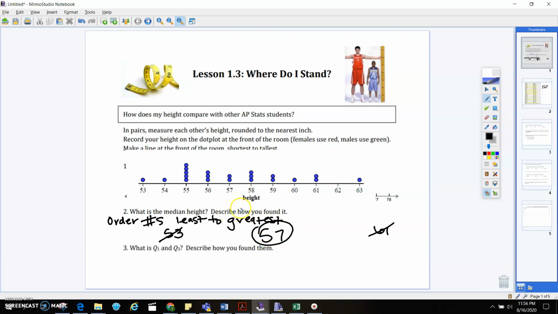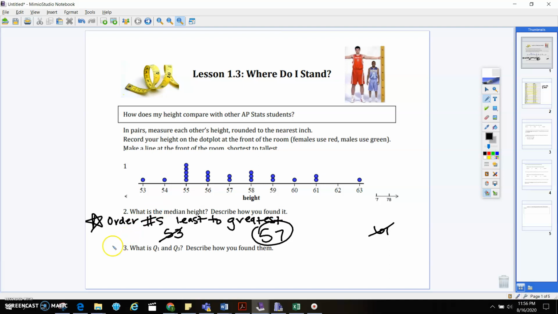And when you describe something, you want to make sure that you're always using complete sentences. With AP Stat, you have to use full, complete thoughts. You cannot just put what I just did right here where it says order numbers least to greatest. That doesn't tell you anything. You need to say order numbers least to greatest, and this is how I did it.